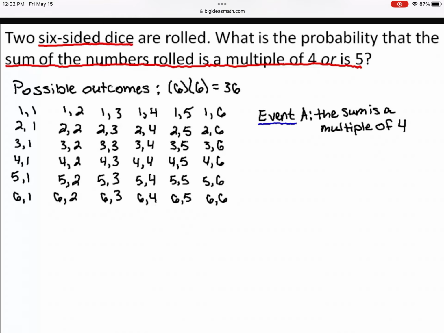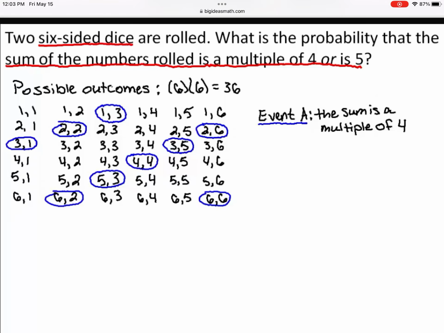Let event A be the sum is a multiple of 4. Of the 36 total possible outcomes, the ways in which event A can occur are to roll a 1 and then a 3, to roll a 2 and then a 2, to roll a 2 and then a 6, to roll a 3 and then a 1, to roll a 3 and then a 5, to roll a 4 and then a 4, to roll a 5 and then a 3, to roll a 6 and then a 2, and to roll a 6 and then a 6.